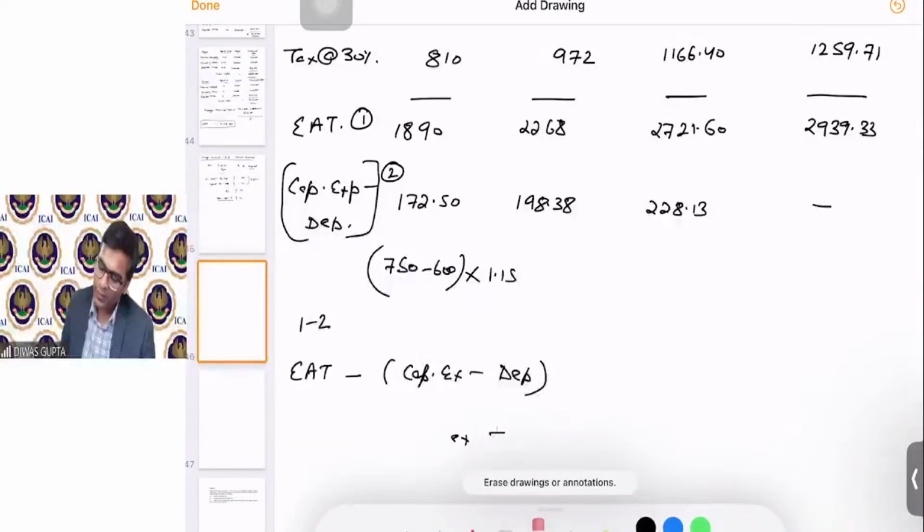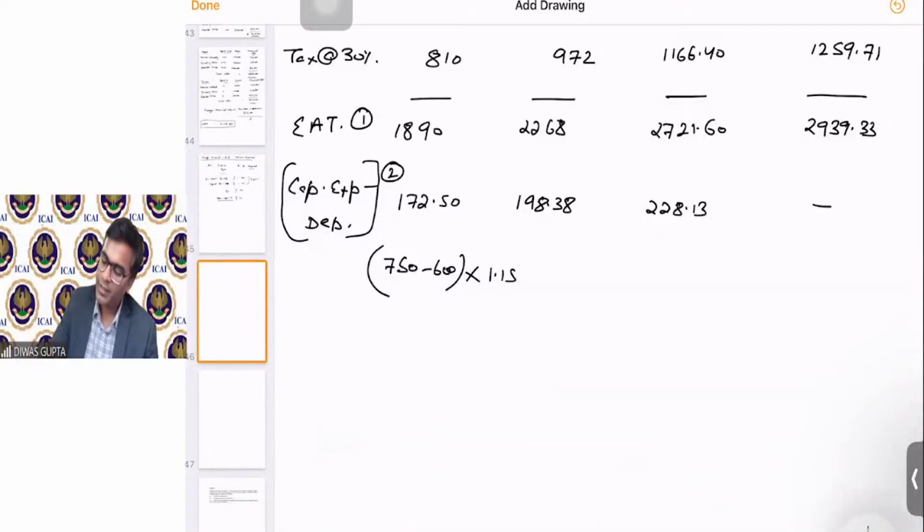I hope this is clear, students, okay? And since the question, the way it is drafted for the terminal value, is saying that the capex will be equal to depreciation, hence we have taken it like this. Now, let's come to the change in working capital.